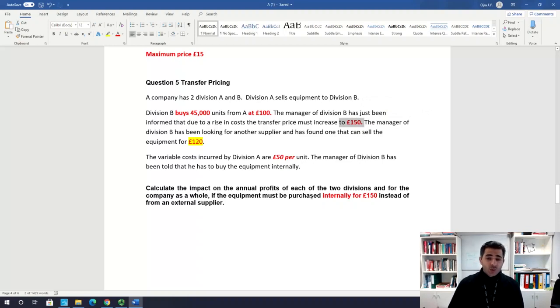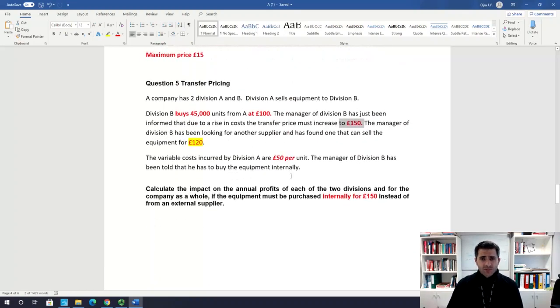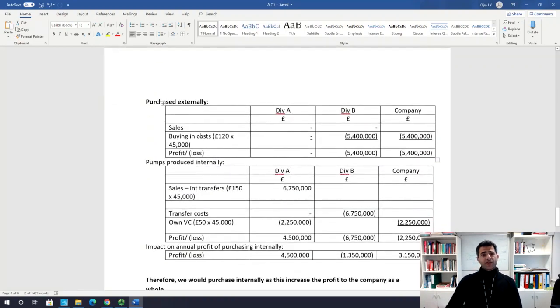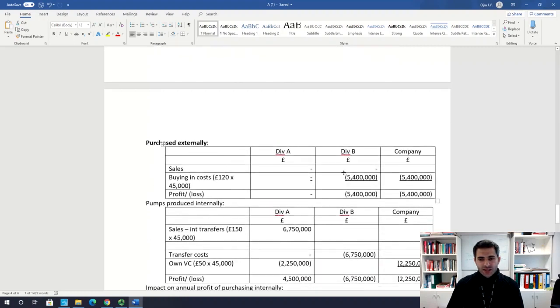In this case, we're going to see the impact on the profit between the two figures. It's very simple, you just need to plug in numbers. So this is if purchased externally. For division B, we've got 45,000 units, and they could buy these at £120 per unit. So this is how much they're going to pay: £5,400,000.